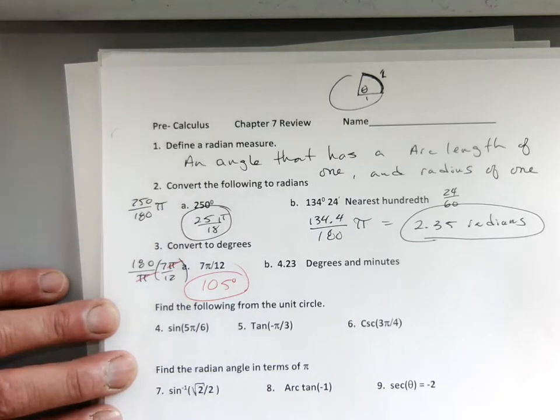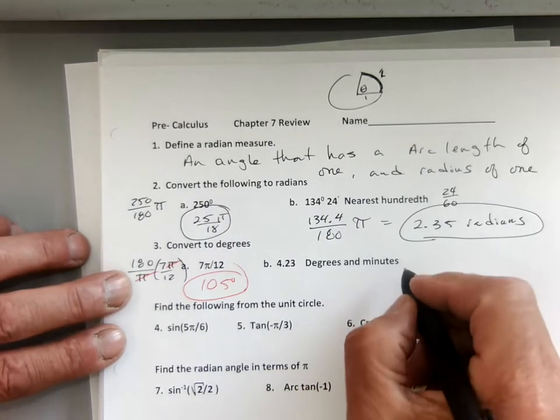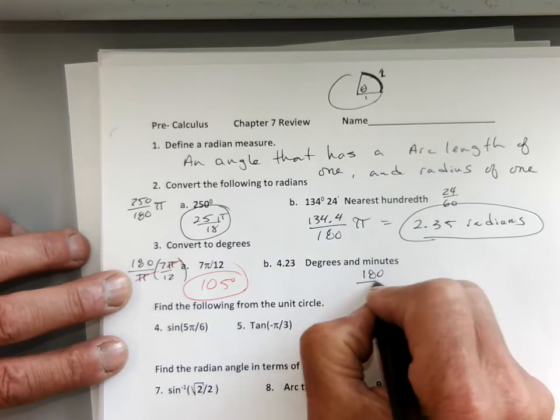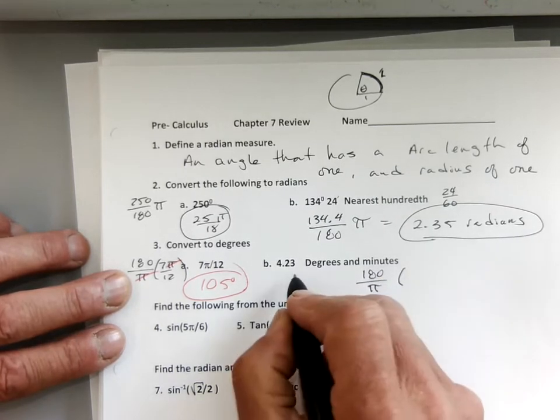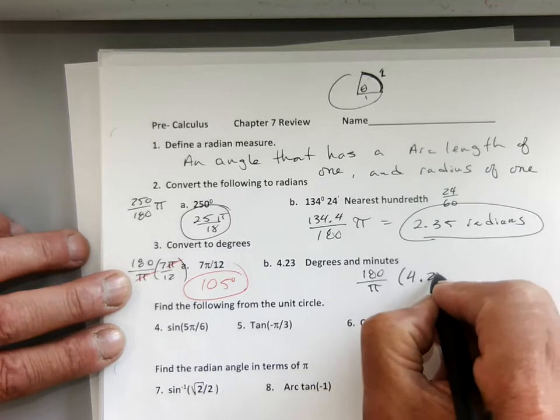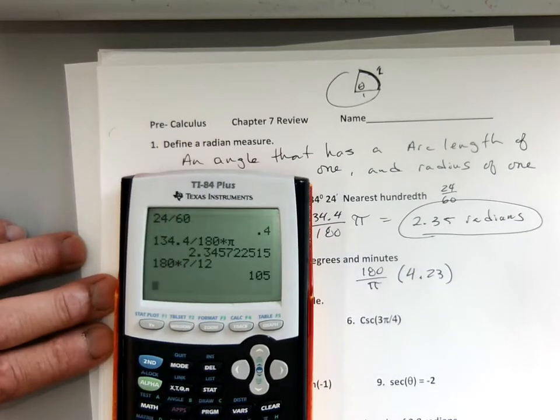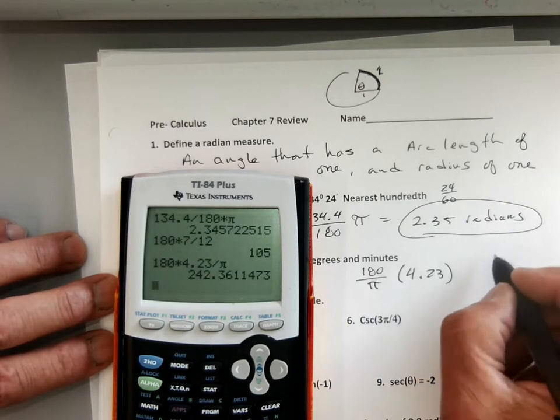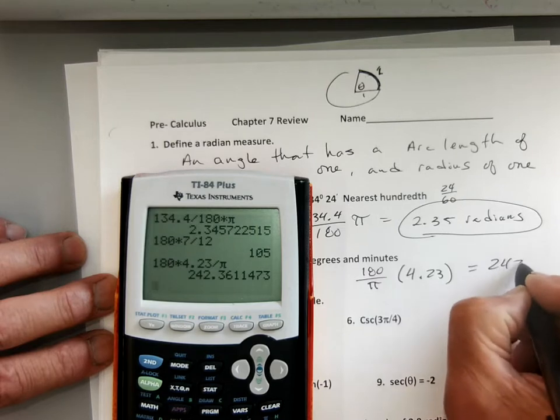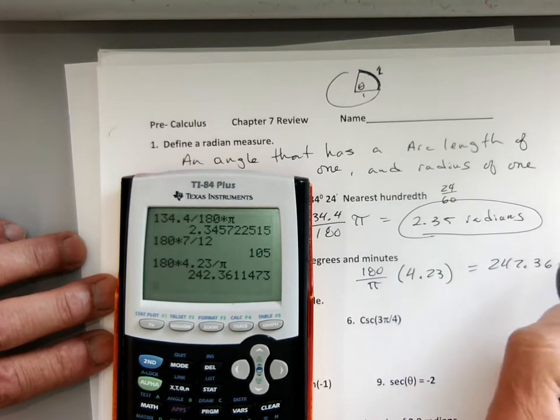Same formula, except I'm going to take my 180 times pi, but times this 4.23, and I want degrees and minutes. I'll show you how to get the minutes in a second. Okay, so 180 times 4.23 divided by pi, and I get about 242.36.